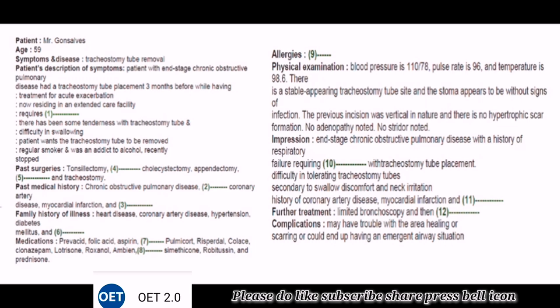I would recommend a limited bronchoscopy and then fiberoptic laryngoscopy, but you may have trouble with the area healing or scarring, or you may have an emergent airway situation with the tube gone. That's okay with me, doctor. Anyway, I want to get the tube removed. Okay, that's good.